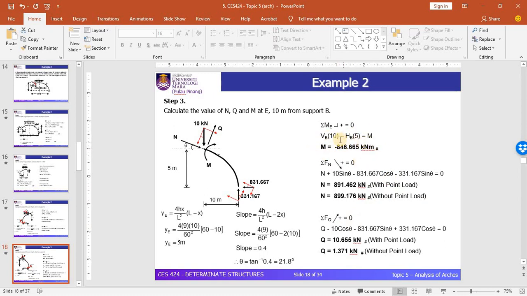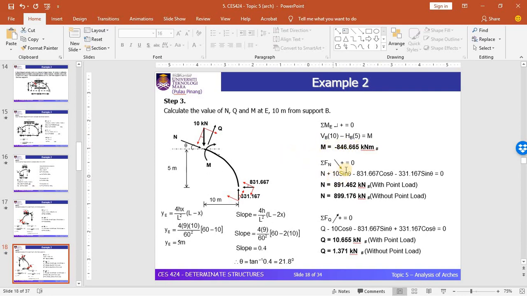For the moment at point E, by taking moment at the cut section here, we have VB, which is equal to 331.167 multiplied by the distance 10 meters, in a positive direction, minus HB in a clockwise direction, multiplied by 5 meters, and equal to M. You can see that M equals negative 846.665 kilonewton meter. So this is the moment for this point E.